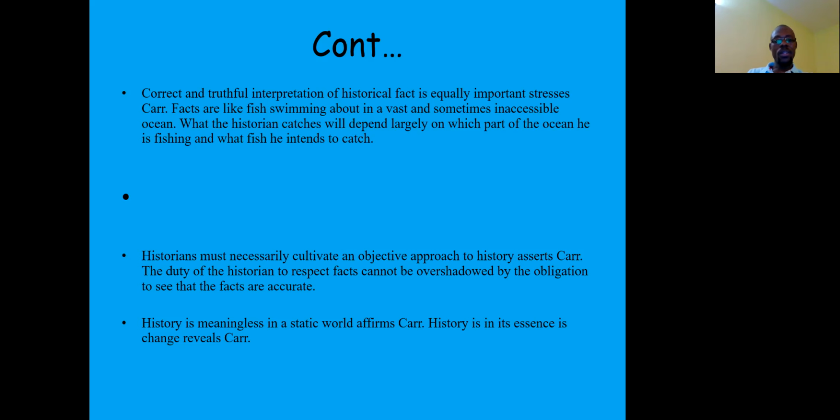That's Carr. This duty of the historian to respect facts cannot be overshadowed by the obligation to see what the facts are, to see that the facts are accurate. So remember, it's still talking about the truth, the facts. You need to be very objective in your approach. Otherwise, you come up with a subjective history, then that will no longer be a history that you'd like your audience to focus on. So you need to be very, very objective in your history.